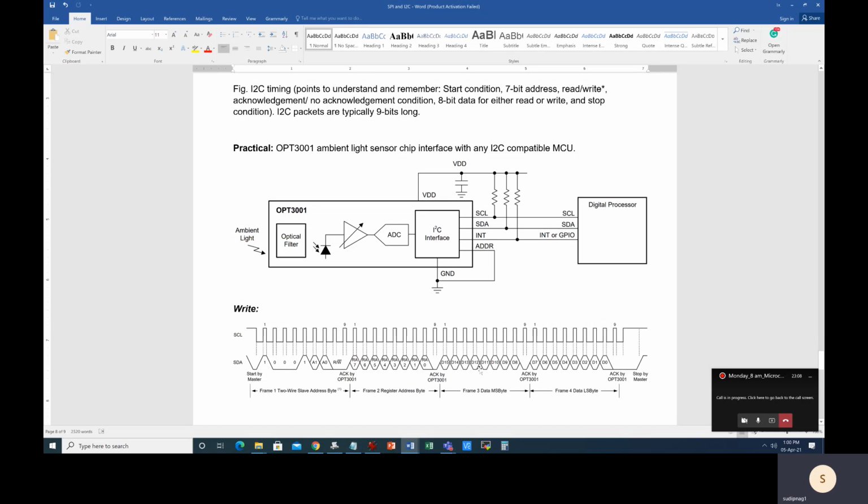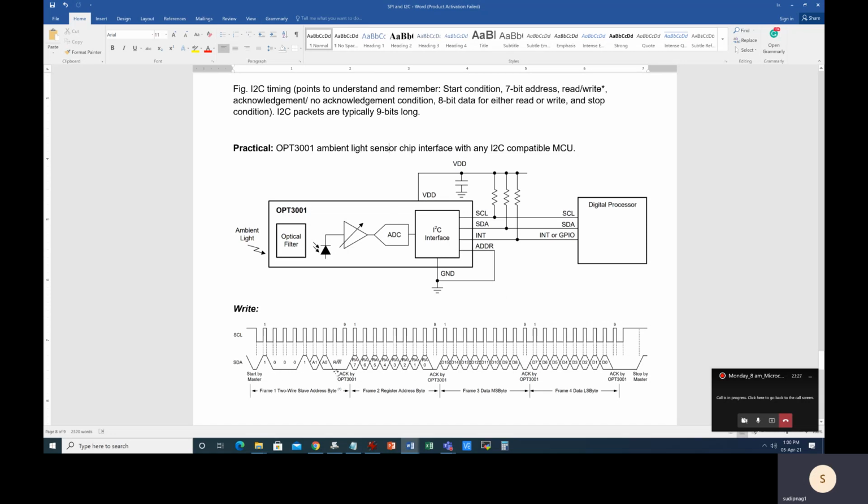So this data is coming from the microcontroller and going to the OPT sensor chip. Then there is an acknowledgement followed by D7 to D0 data, followed by another acknowledgement by OPT, and then the stop condition as we discussed earlier. So this is how we are going to write a 16-bit data.